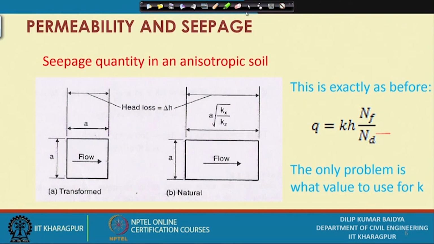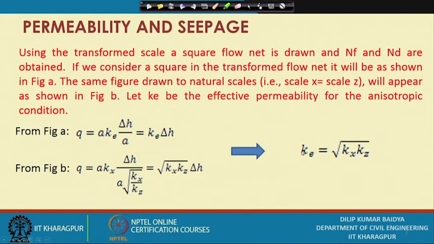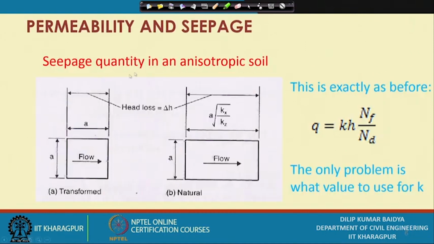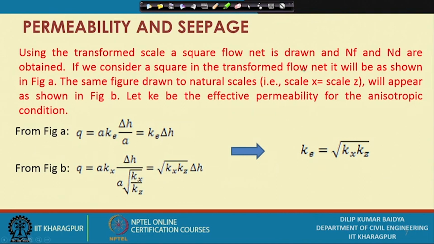Now, we can see that in the next slide, using the transform scale, a square flow net is drawn. The figure will have both A and B, and the A side is the transformed one. You can see this one is the transformed one, and this is the original one. And then NF and ND are obtained.